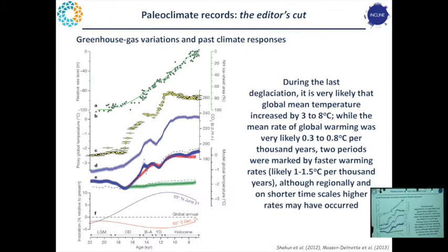What is the cause of the natural increase in CO2 concentrations in the interglacial periods?